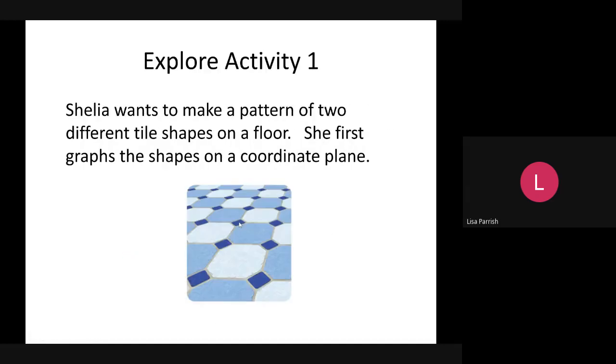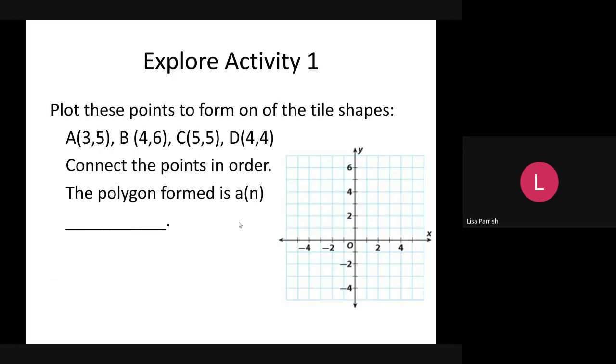All right, so our first example, this is Explore Activity 1. Sheila wants to make a pattern of 2 different tile shapes on a floor. She first graphs the shapes on a coordinate plane. So let's look at this with the coordinate plane here. The first thing we need to do to help her out is plot the points to form the tile shapes. Now, this lesson is using items from our previous lesson on distance in the coordinate plane. We'll be using the coordinate plane throughout this lesson, so hopefully you're still familiar with that.